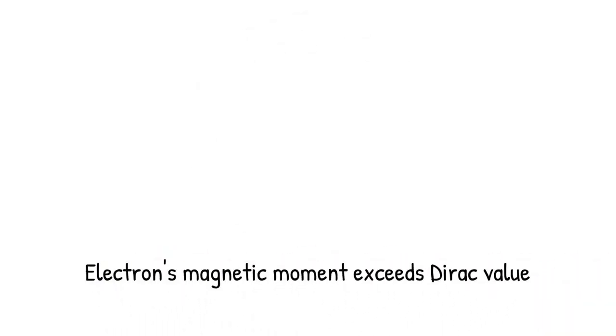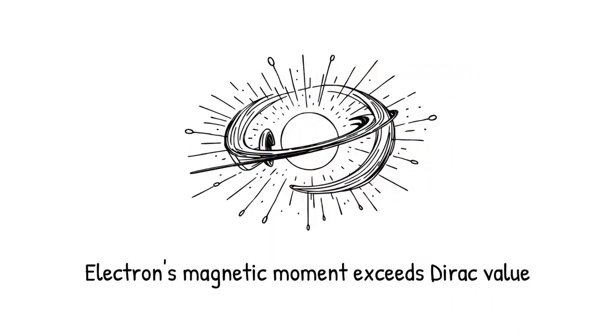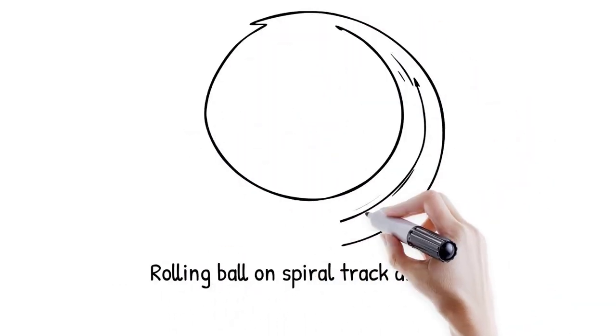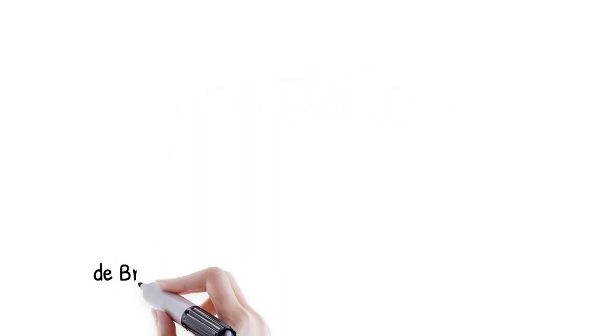The electron's magnetic moment is slightly greater than the Dirac value, suggesting hidden complexity in its motion. It's like a ball rolling forward while spinning on a spiral track. Its overall effect mimics a built-in spin.